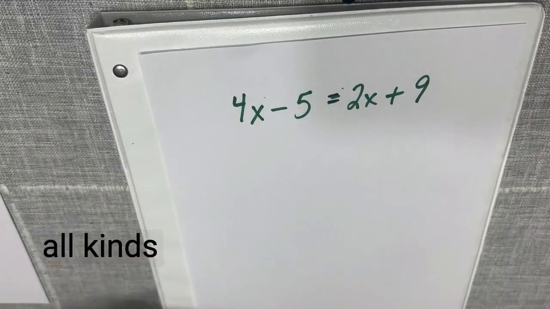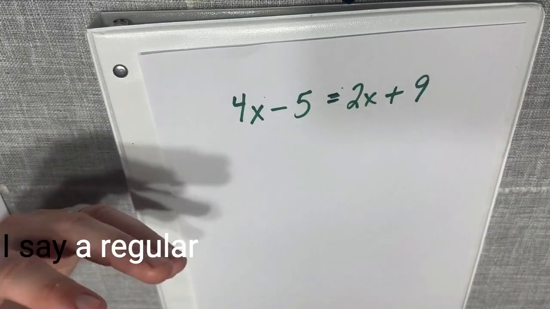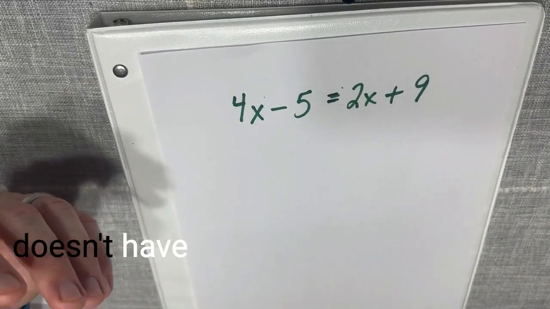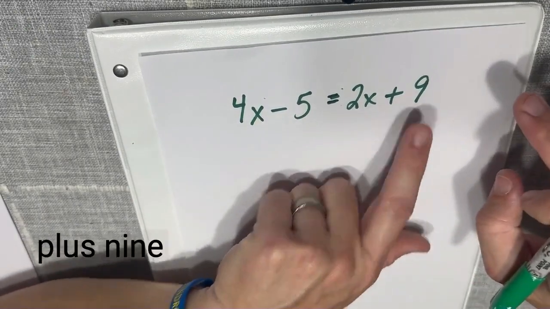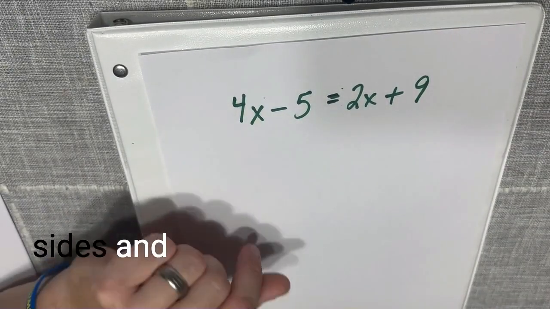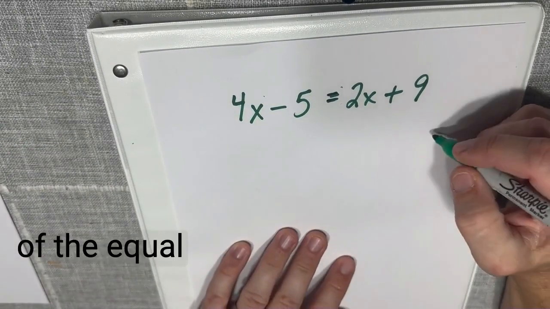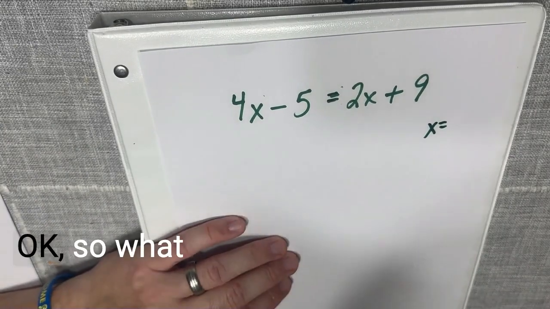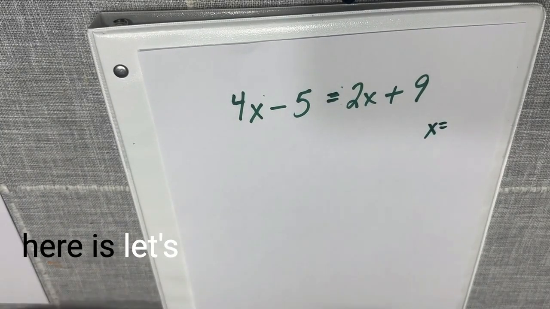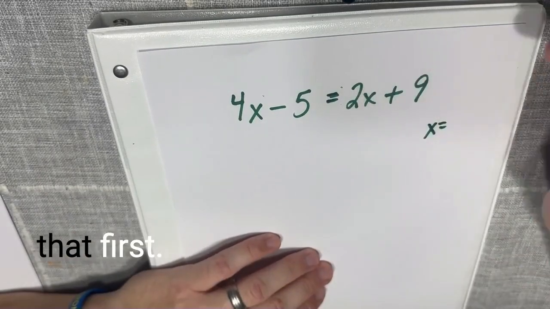So now I'm having all kinds of issues. I've got a 4x over here, a 2x over here. And as far as when I say a regular number, I just mean a number that doesn't have a variable. So when I look at a -5 and a +9, they're on 2 separate sides. And remember, what we're trying to do is get the x on one side of the equal sign and everything else on the other side of the equal sign, okay? So what we're going to decide to do here is let's get our x's to the left. So let's do that first, okay?